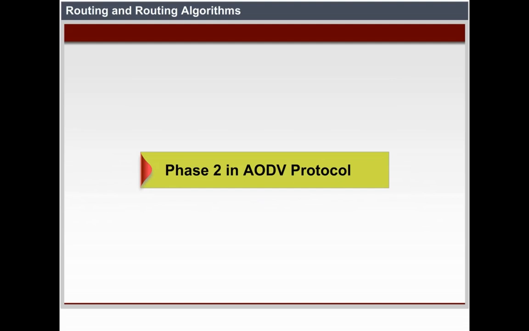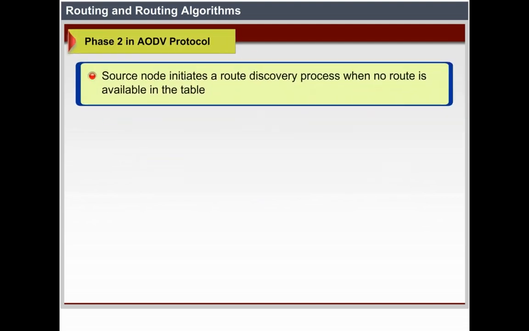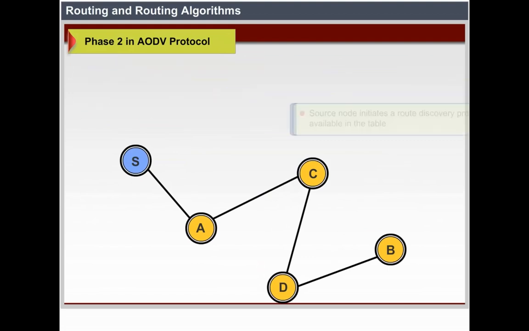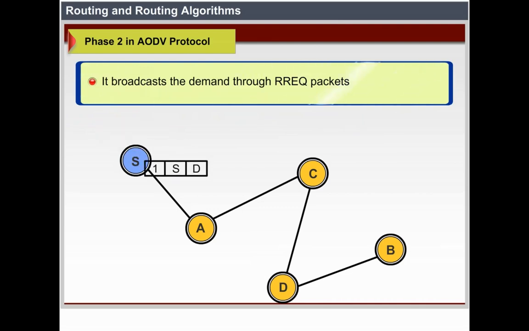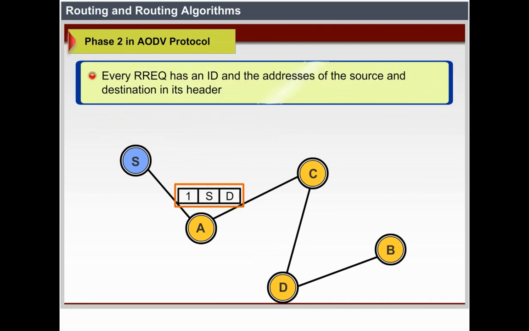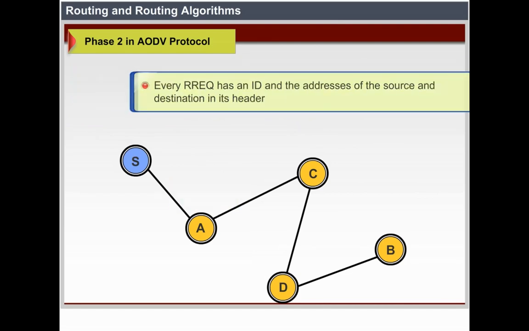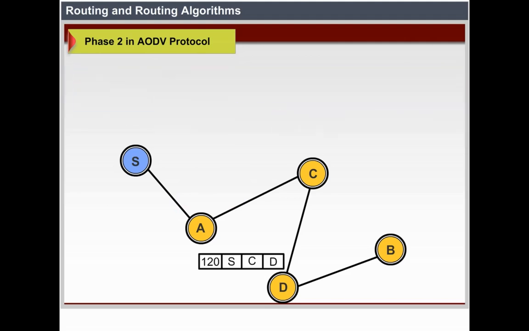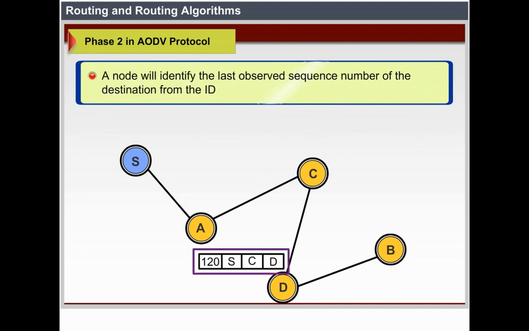Phase 2 in AODV protocol. The source node initiates a route discovery process if no route is available in the routing table. It broadcasts the demand through RREQ packets. Each RREQ has an ID and the addresses of the source and destination in its header. It expects a reply acknowledgement from the destination. A node identifies the last observed sequence number of the destination from the ID.